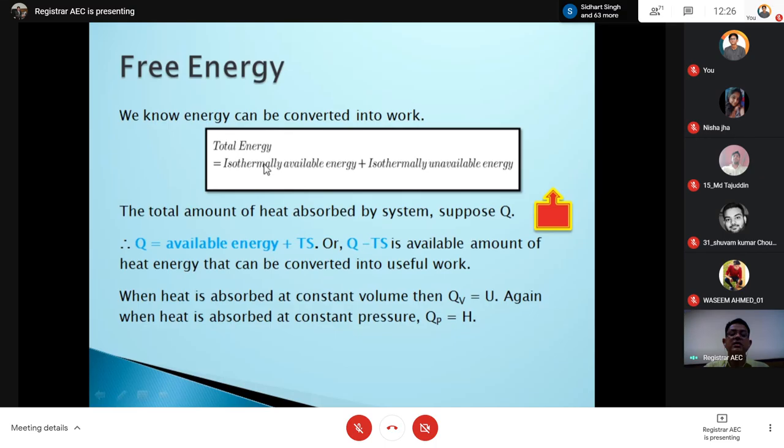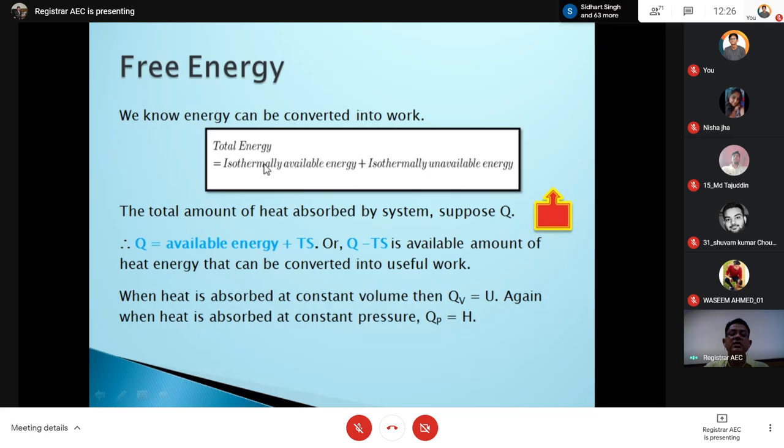So Q is equal to available energy plus TS, or Q minus TS is the available energy. That is the available amount of heat energy that can be converted into useful work. Is it clear? If you have no doubt about it, we can discuss it in a later class, because it is very important to discuss the physical significance of the Gibbs free energy and the Helmholtz free energy. Free energy is the available free energy for the work done.